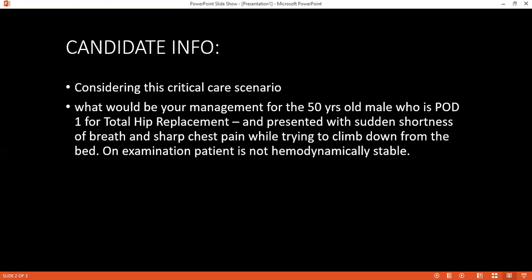Which one would you choose? Heparin or warfarin? You can't give both. Which one would you choose? As the patient is old, and if renal function is good, then I will... if renal function is not good, then I will choose heparin.